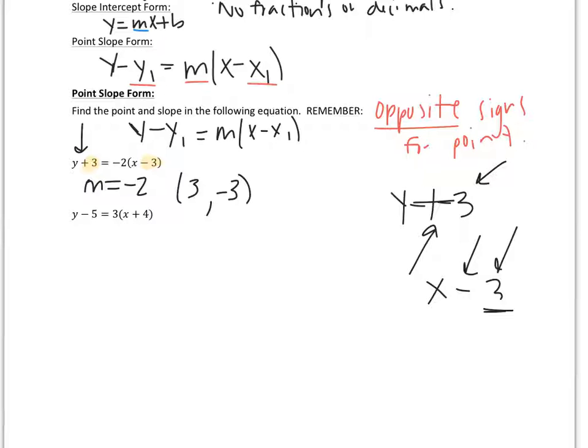Okay, in the second example, your slope is 3, and your point, remember, look at the opposite signs, would be negative 4, comma 5. So again, that's just one thing to remember, that you need the opposite signs for the point that you take out in point-slope form.